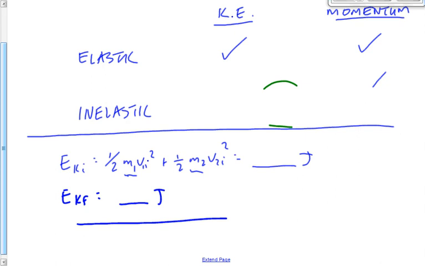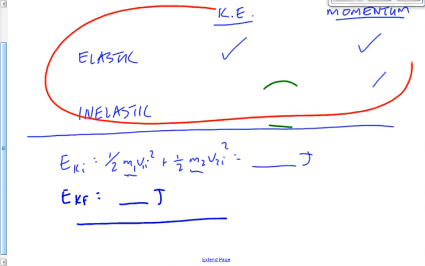There are two questions on tomorrow's quiz. These are basically those two questions.